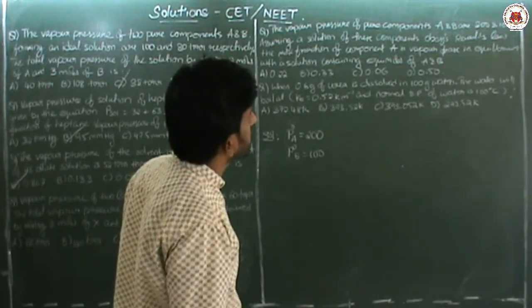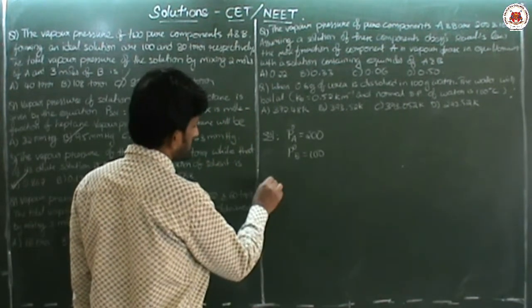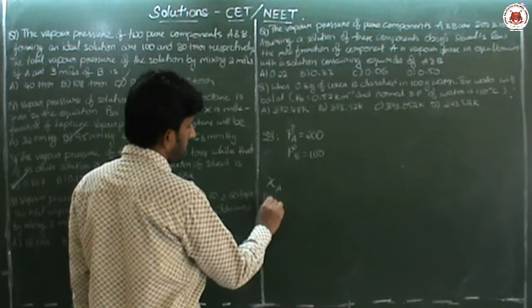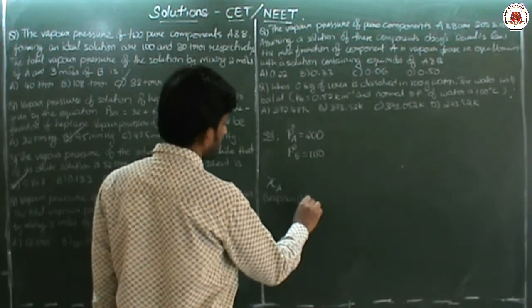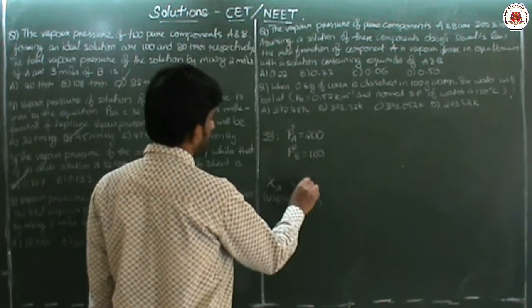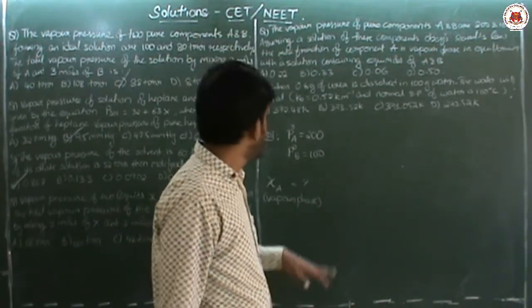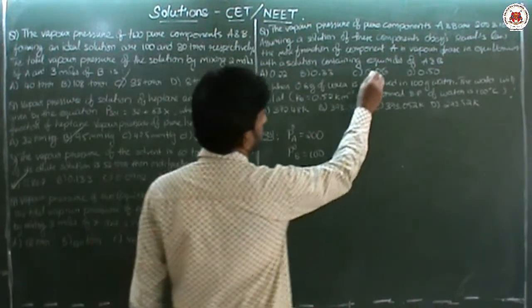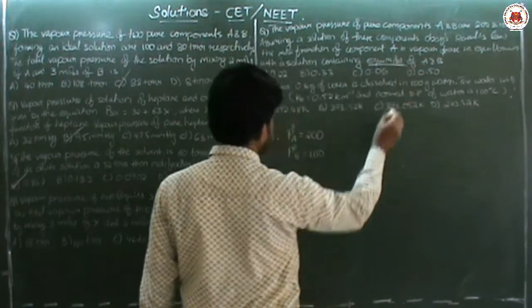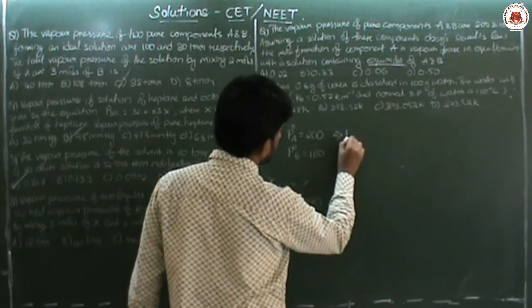What they want is the mole fraction of component A in the vapor phase. First, let us calculate the total pressure here. How to calculate total pressure? They are saying that it contains equal moles. Equal moles means, can I write like this?